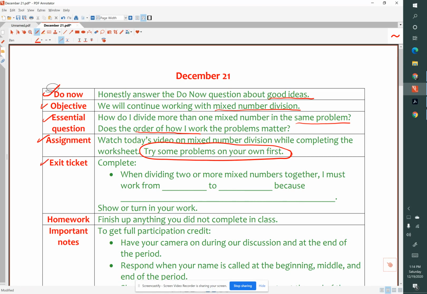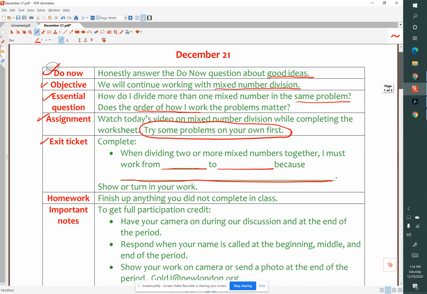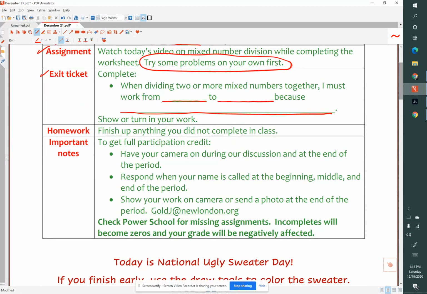We have an exit ticket today. We're going to complete the sentence, when dividing two or more mixed numbers together, first, I must work from blank to blank because, and we'll be explaining that when we do our exit ticket together. Always do your exit ticket, students, because it really is kind of the period at the end of the sentence of your lesson and helps you remember that one important thing that you could remember when dividing these fractions.